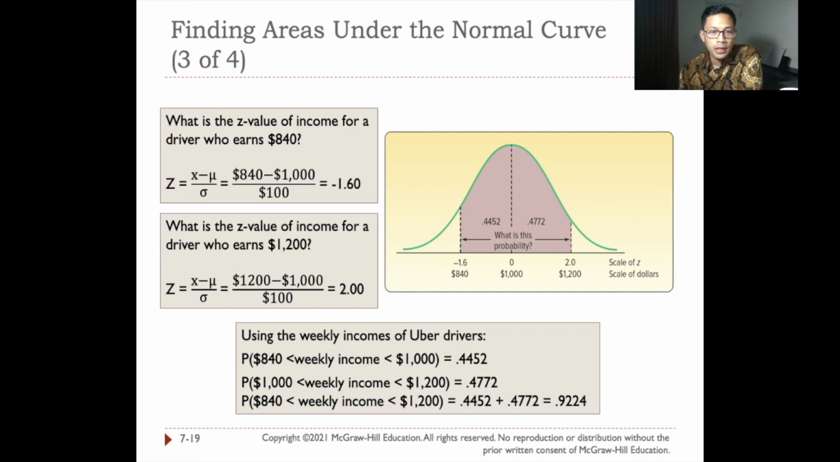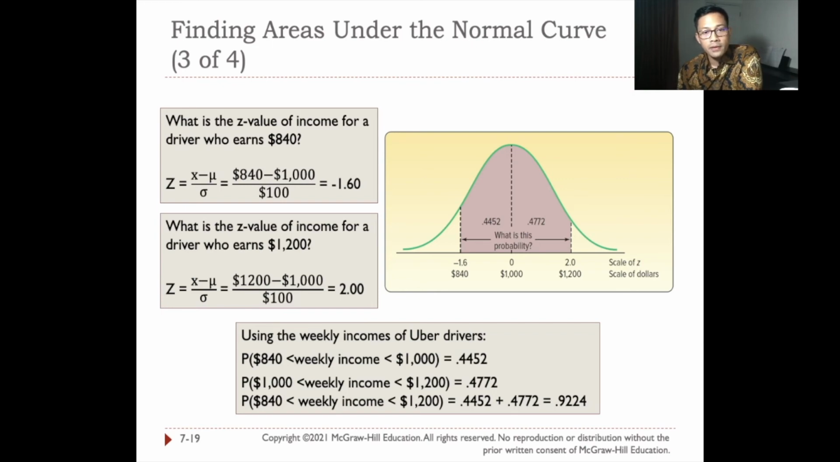In this particular case, we're going to start with a driver who earns specifically $840. The z-score is going to be 840 minus 1,000 divided by 100, which is negative 1.6. The z value of income for a driver who earns 1,200 is going to be 1,200 minus 1,000 divided by 100, which is equal to 2.